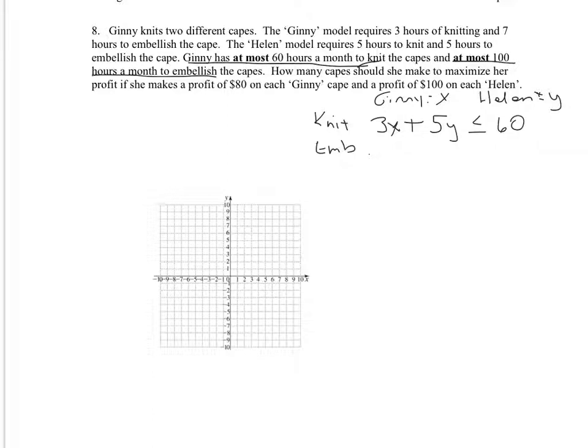That's because 3 hours of knitting on the Jenny plus 5 hours of knitting on the Helen, and she had at most 60 hours, so that means it can be less, it just can't be more, and that's why it's less than or equal to. For the embellishing, pulling those numbers out as well, we had 7 on the Jenny, so that's 7x, plus on the Helen we had 5, so that's 5y, and at most she has 100 hours, so that's less than or equal to 100. We also said you can't have negative values, so x has to be greater than or equal to 0, and so does y.